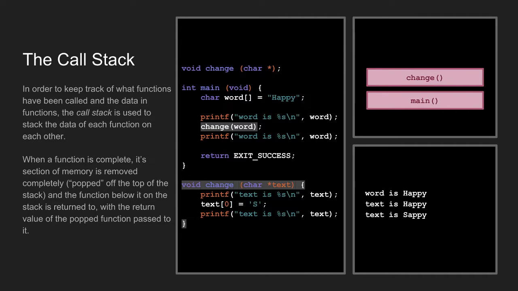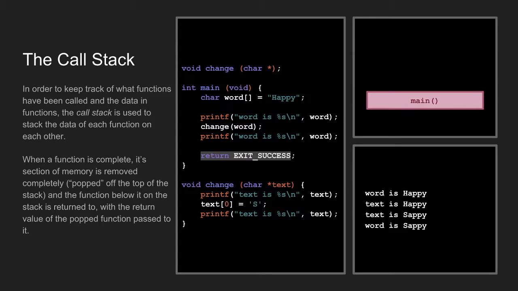Then change ends, and that gets popped off. Printf gets pushed on. Printf prints out word is sappy. And then main returns with exit success and ends, and it finishes there. So that's how we keep track of where the functions are.